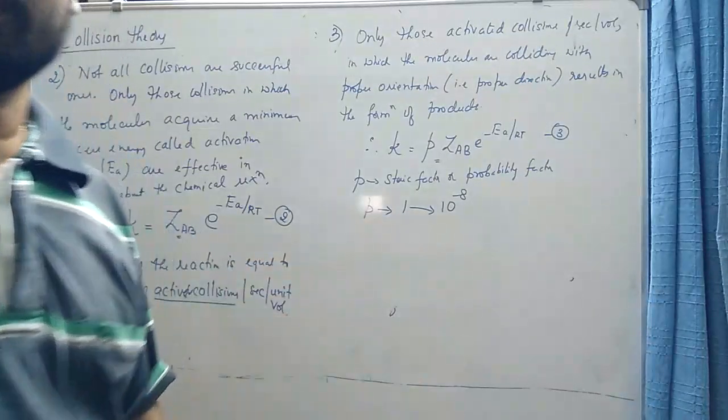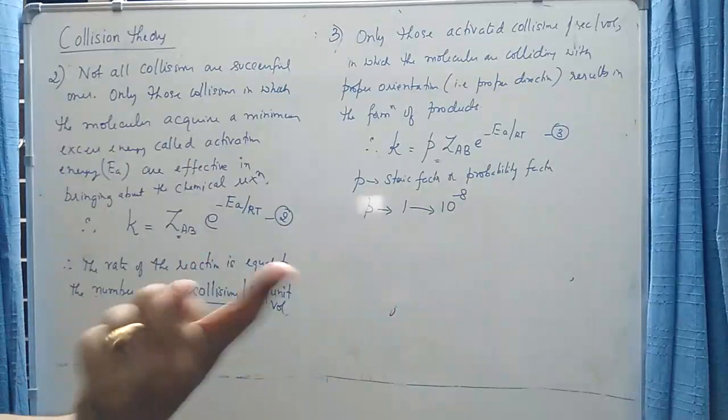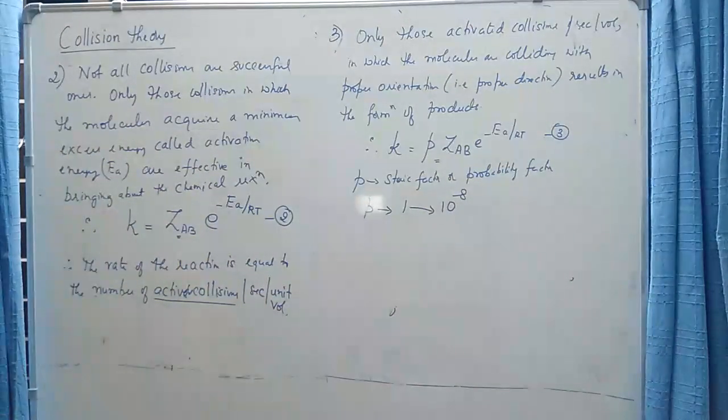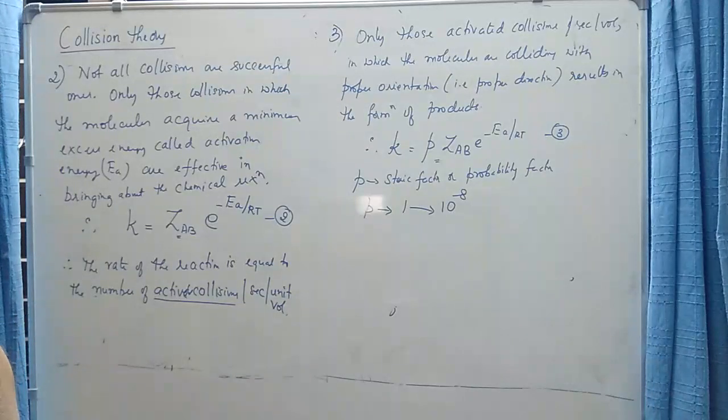What do you mean by a probability factor of 10 to the power minus 8? It means that out of 10 to the power 8 active collisions, only one collision takes place with proper orientation. So the value of the probability factor depends on the structure of the reactant molecule. If the structure of the molecule is much complicated, the probability factor is very less, and if the probability factor is very less, the rate of the reaction will also be very less. Okay, so this is the final version of the collision theory.